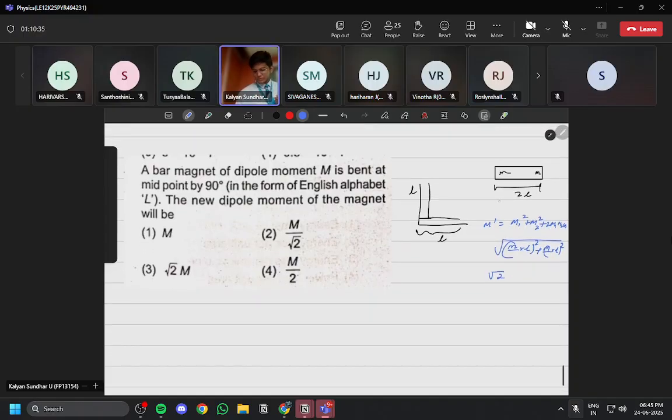So root 2 times the, oh sorry. Root 2 times the initial value, which would have been m into 2L, correct? Now it will be root 2 times the mL value. Oh sorry, the whole strength is reduced by half, so instead of just m it will be m by 2, correct? So it will be the m by root 2 option. The second one is correct.